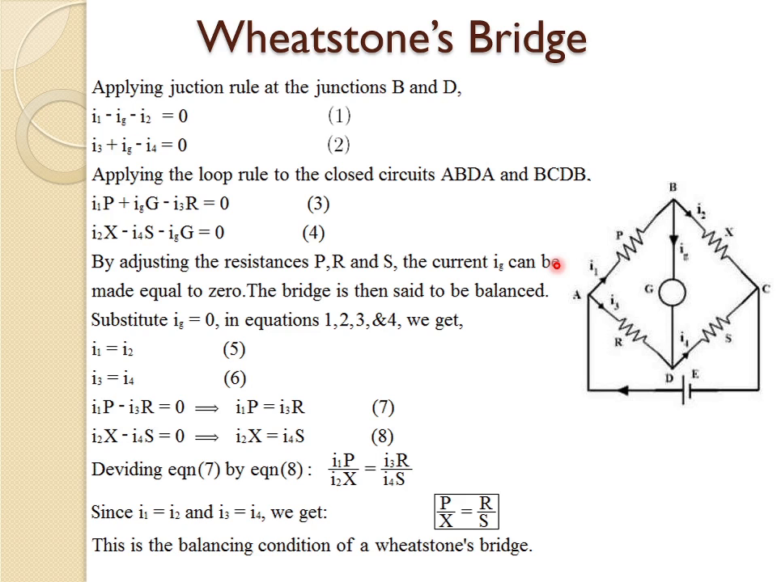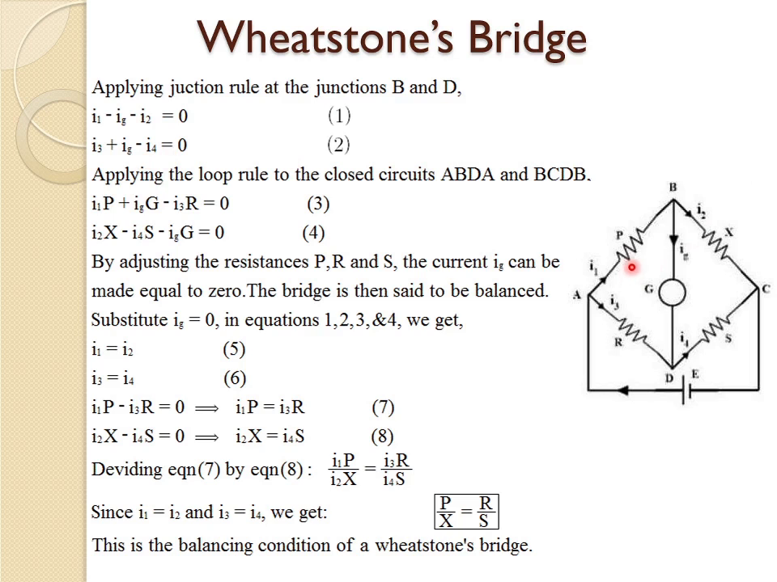Applying Kirchhoff's laws, first apply the junction rule at the junctions B and D. At the point B, I1 is the incoming current and I2 and Ig are the outgoing currents. So I1 minus Ig minus I2 equals 0. That is equation number 1. And at the junction D, I3 is coming and Ig is coming and I4 is outgoing. So I3 plus Ig minus I4 equals 0, equation number 2.